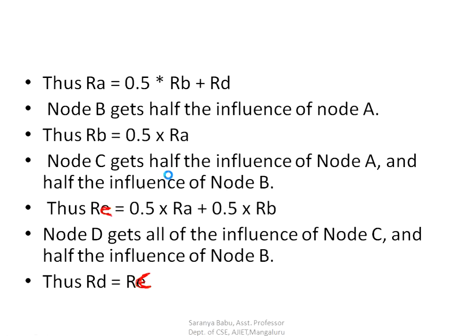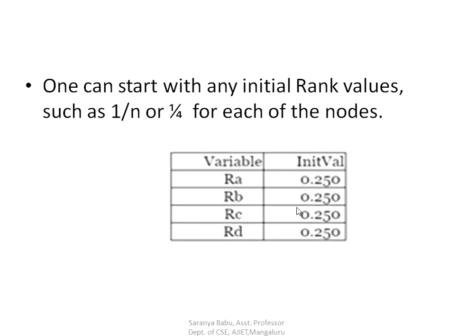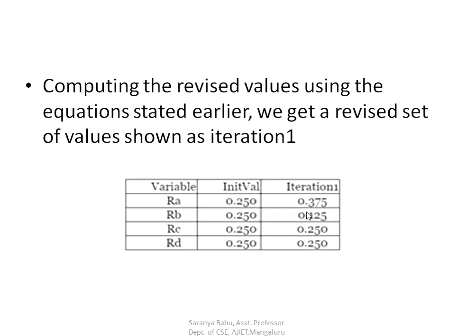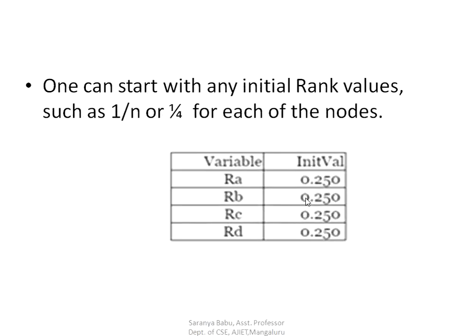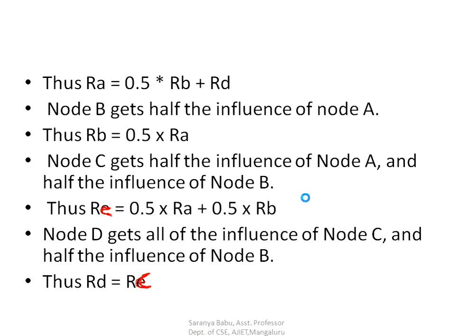So when you substitute RA, that 0.25 here, 0.5 into 0.25, so what RB will get, 0.125 like that. Understood? You have to put the values. When RC's value, see, RA is 0.5 into RB. Now what is the rank of RB? Initial rank we don't know, right? That's why we have put RB and RD here. But initial rank values, I am going to put as 1 by n. 1 by n means 1 by total number of nodes. How many nodes are there? A, B, C, D. So 1 by 4 means initially all the nodes' rank will be 0.25.